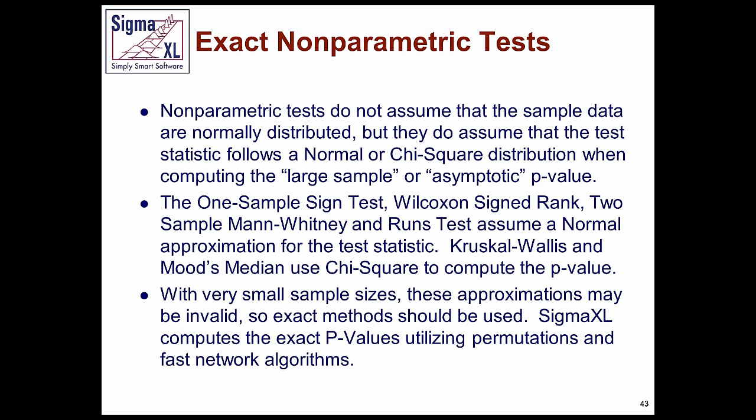And underneath the hood, we're using what are called network algorithms to speed up the computations. So that's something where we don't necessarily have to solve all permutations. There are tricks that you can use, algorithmic tricks, to speed up the process so that you can still get an exact p-value but not necessarily have to solve all permutations.